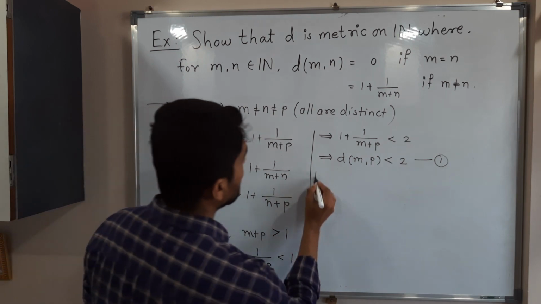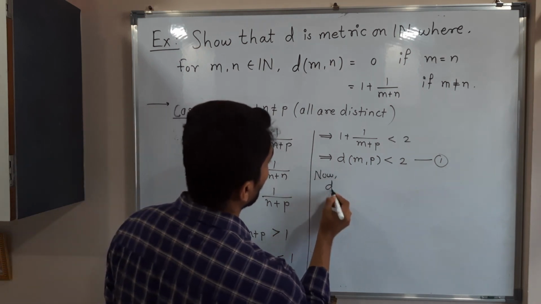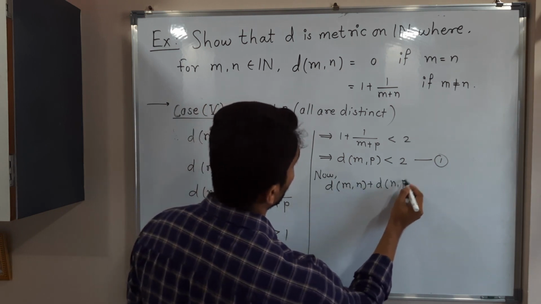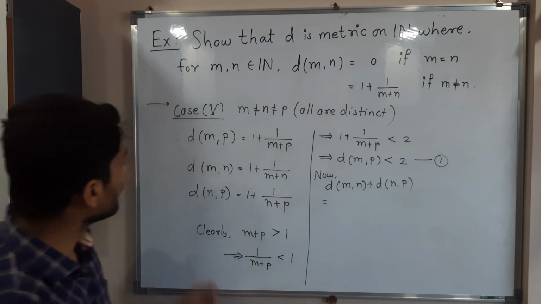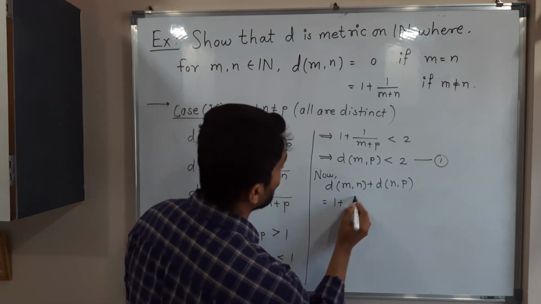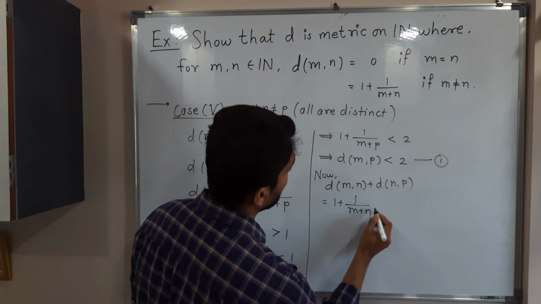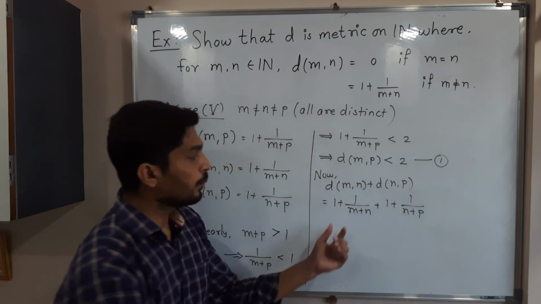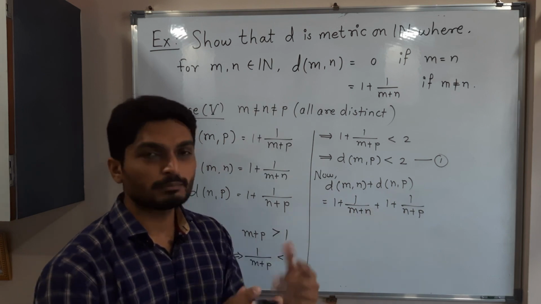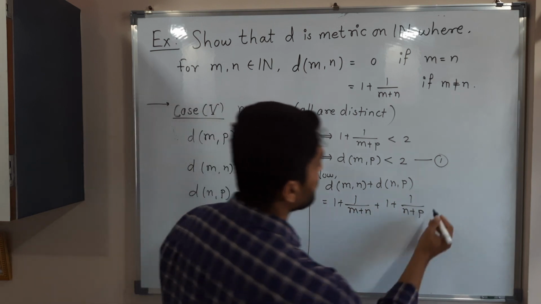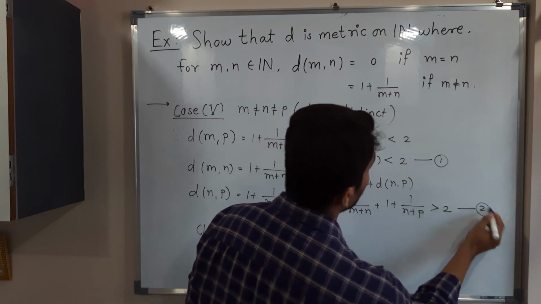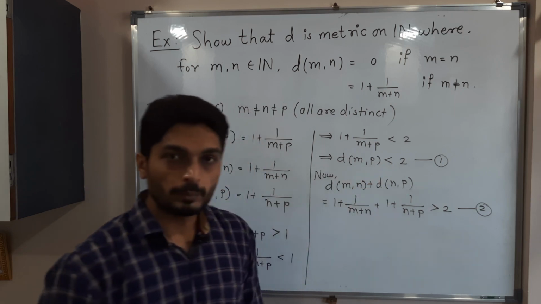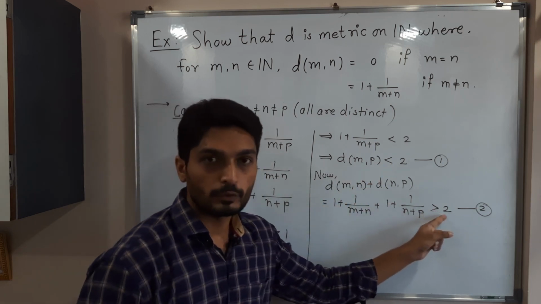Now I consider d of mn plus d of np. See what will happen? d of mn, what is this value? 1 plus 1 upon m plus n, and d of np is 1 plus 1 upon n plus p. See, 1 plus 1, 2, and these two are some numbers. I don't know what are their values, but definitely this is greater than 2. Equation number 2. Getting? So this number, whatever its value, it is less than 2. The sum, whatever its value, it is greater than 2.